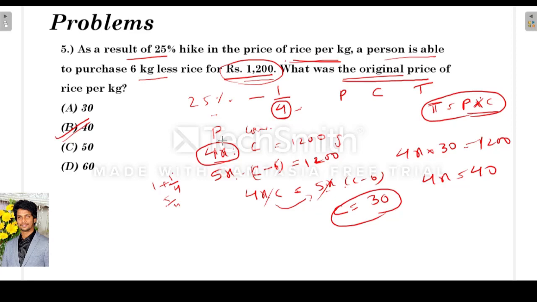I am just taking the price as 4x because when 25% is involved, the fraction is 1/4. So if you take it as 4x, the increase in the new price will become 5x. Then it will be easy to calculate like this. Rather than involving fractions, I am just avoiding it by taking this as 4x. I hope it is clear.